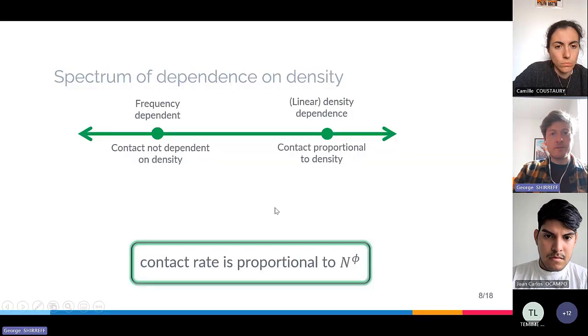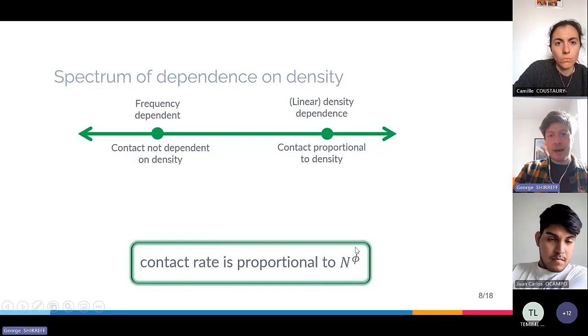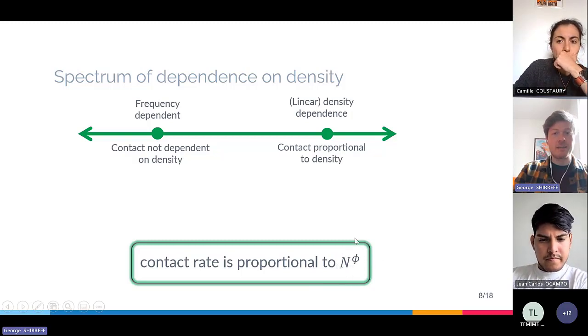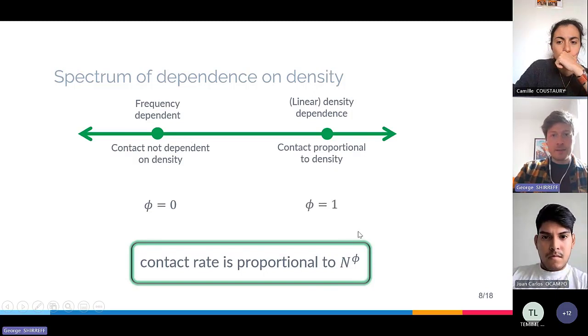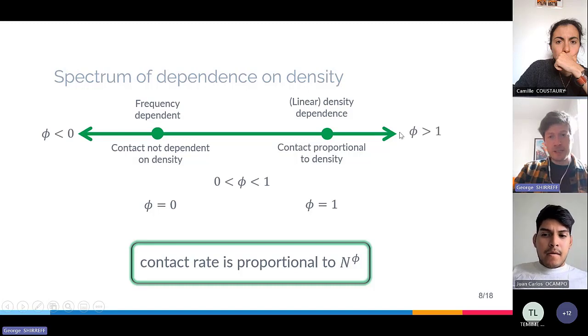So we came up with a formalism to describe the position on this spectrum, and that's by saying that the contact rate is proportional to n to the power of phi, this index parameter here. So where n is the population size or the population density, and phi is the parameter which determines where we are in the spectrum. So if phi is 0, this means that we're not dependent on density. If it's 1, then we're linearly dependent on density. But we can assume that typically the density dependence will be somewhere in between these two, or it's very likely to be in between these two. And we can also imagine situations in which it's less than 0 or greater than 1.